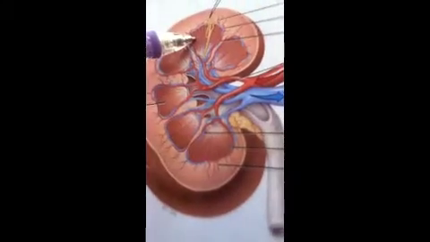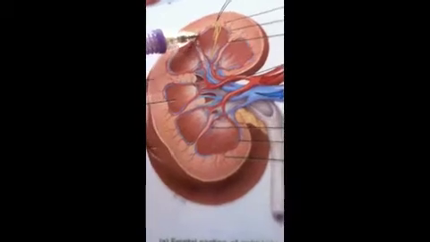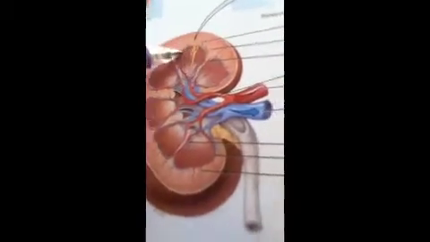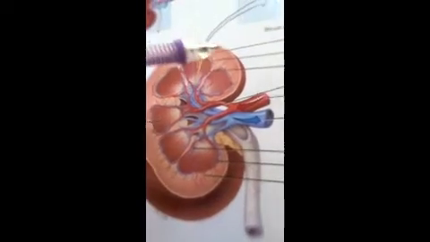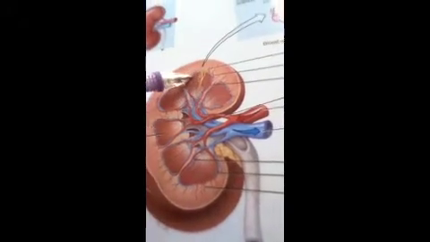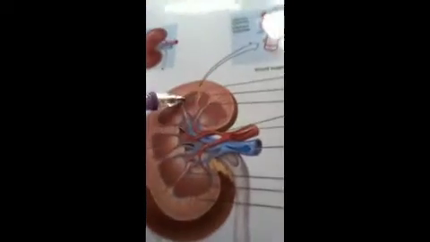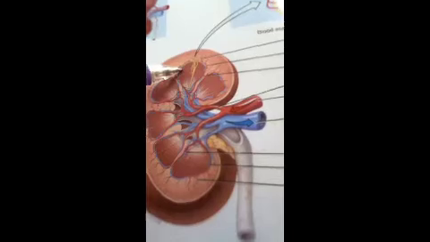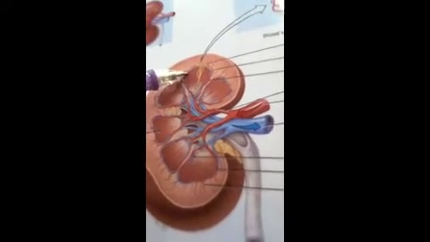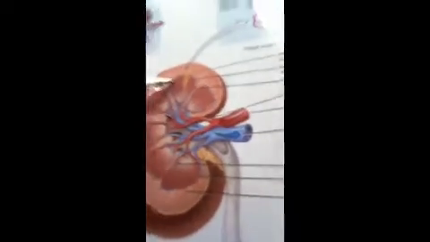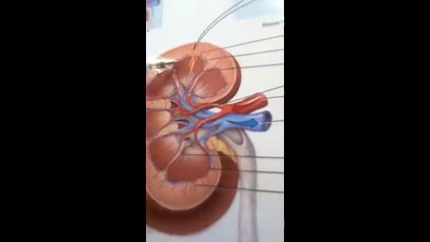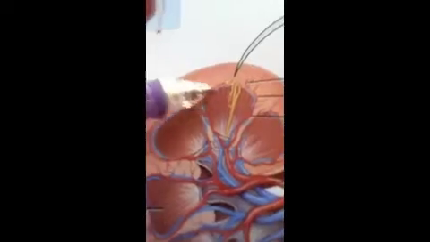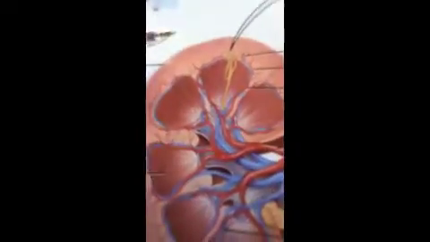The interlobar arteries are going to branch into arcuate arteries. Their name kind of tells you their shape. They form like an arc, or an arch, over the base of the pyramid. Because they're at the base of the pyramid, these arcuate arteries are located at the junction between the cortex and the medulla, where you see the pyramid.